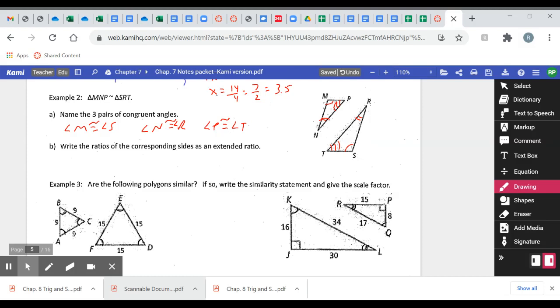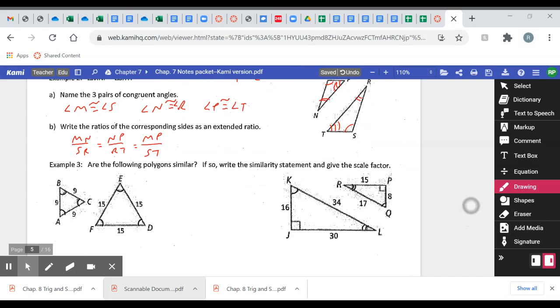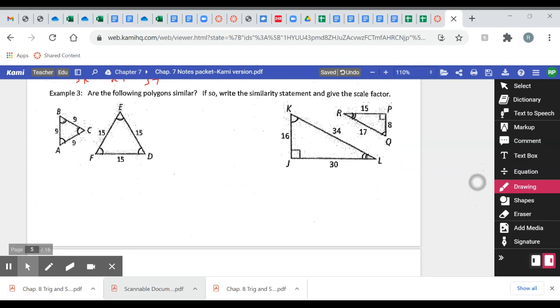So then on part B, it says write the ratio of the corresponding sides. It's an extended ratio. So I can see first two letters, MN over SR is equal to last two letters, NP over RT. And then first and last, MP over first and last, ST.